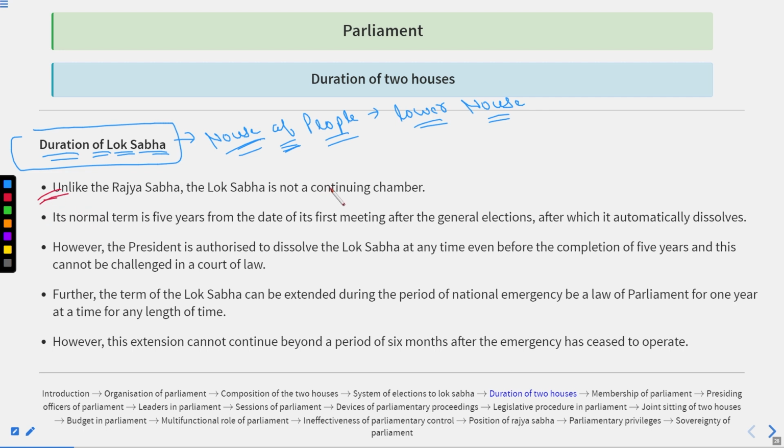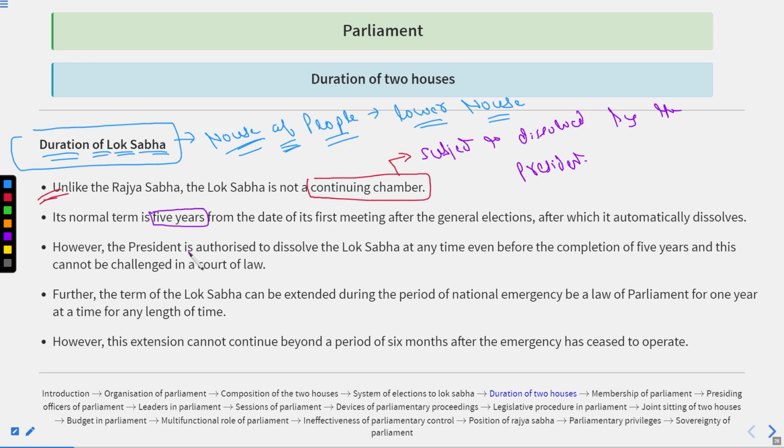Unlike the Rajya Sabha, the Lok Sabha is not a continuing chamber. It means that it is subject to be dissolved by the president on need. All right. So if we talk about the normal term, the normal term is 5 years from the date of its first meeting after the general elections, after which it automatically dissolves.